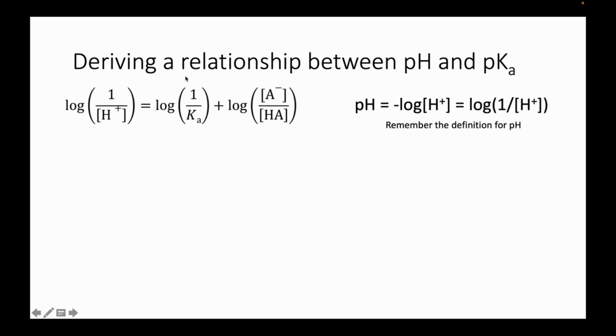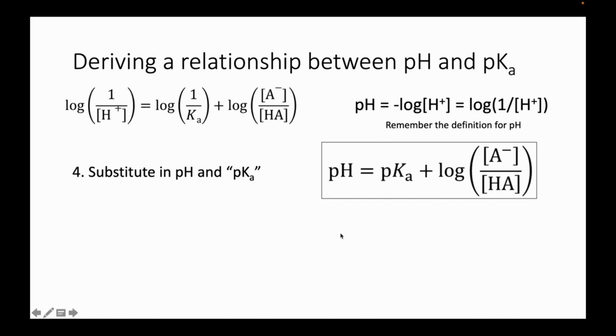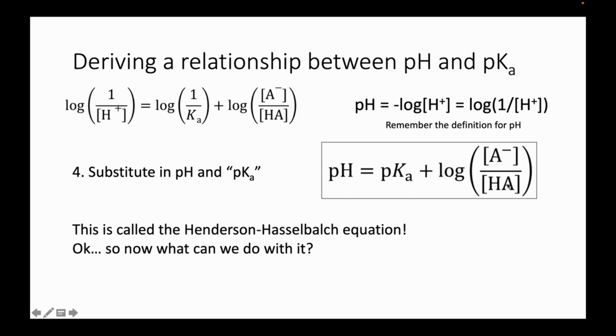Now we can also define a new term that we're going to call pKa. So we're going to use that same lowercase p relationship to make the pKa. And that gets us to this equation right here, where the pH is equal to the pKa plus the log of the concentration of base divided by the concentration of acid. This is called the Henderson-Hasselbalch equation. And it's worth knowing, when you hear Henderson-Hasselbalch equation, you need to be thinking pH, pKa, and this relationship.